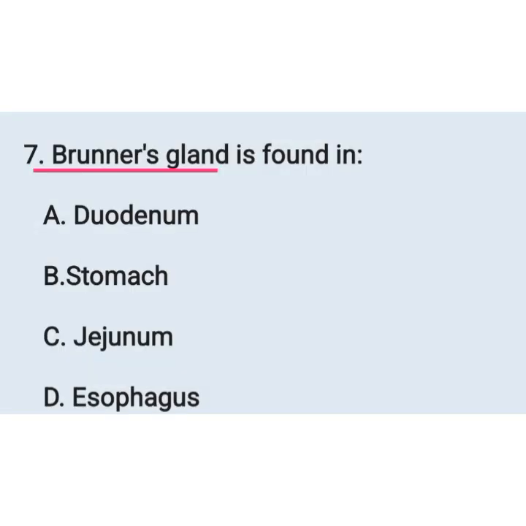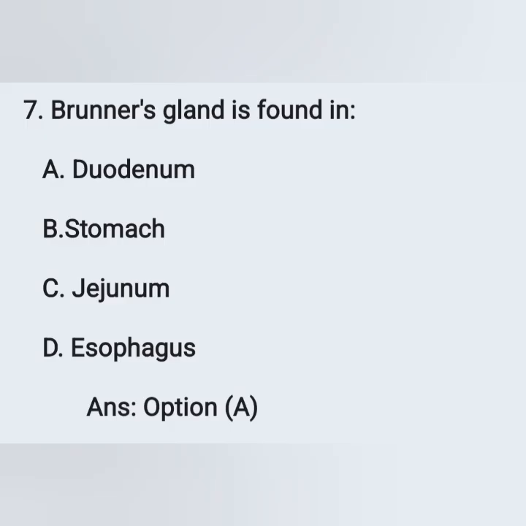Brunner's gland is found in. Options, option A duodenum, option B stomach, option C jejunum, and option D esophagus. Brunner's glands are present in the submucosa of the duodenum. Option A is the correct answer. Move on to the next question.